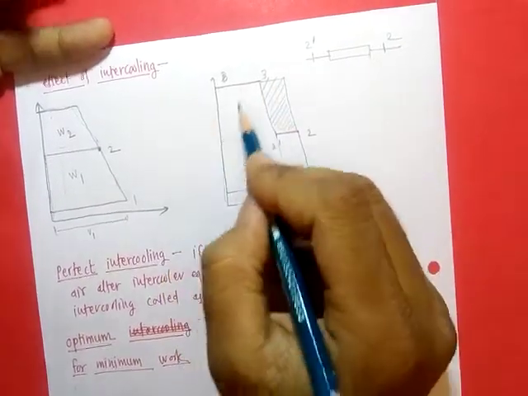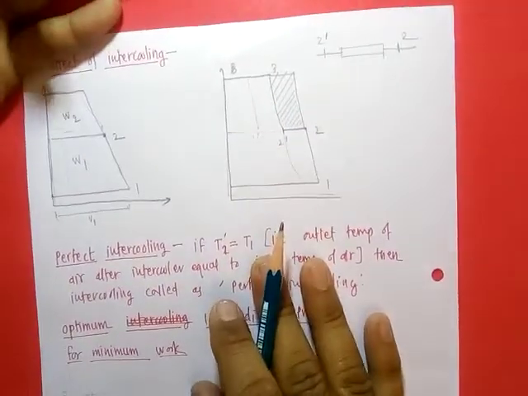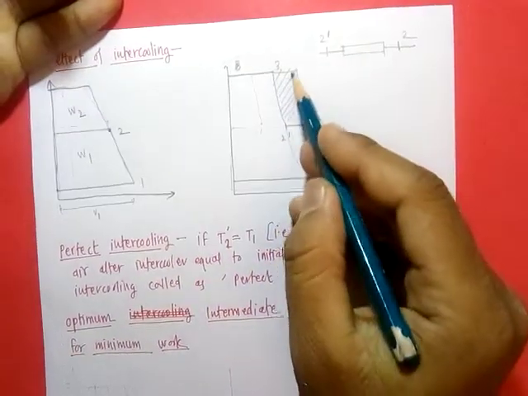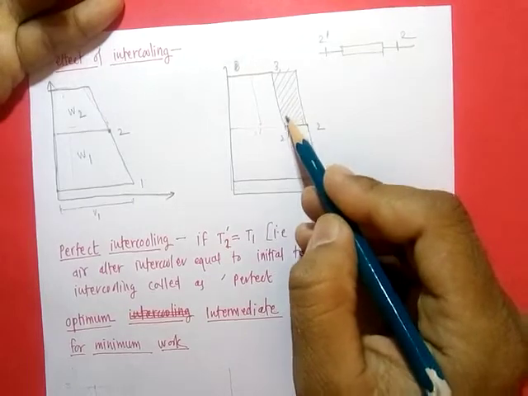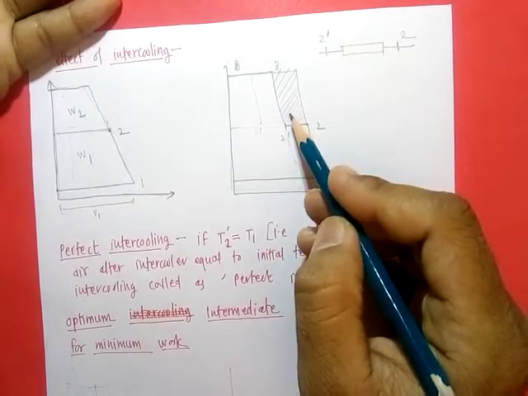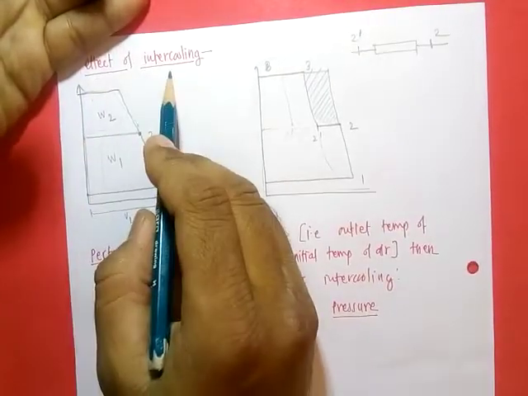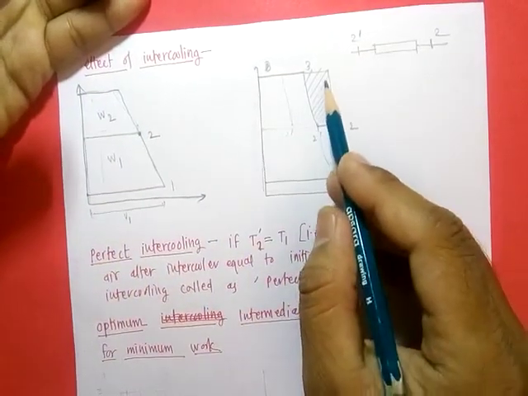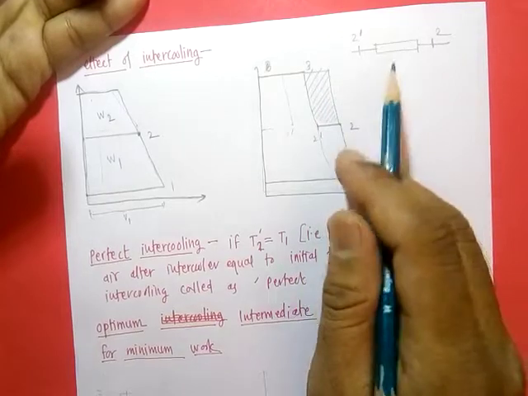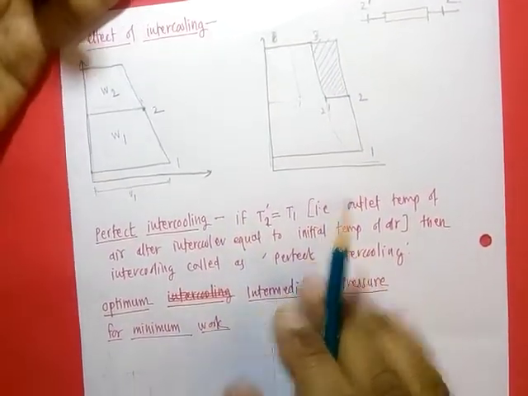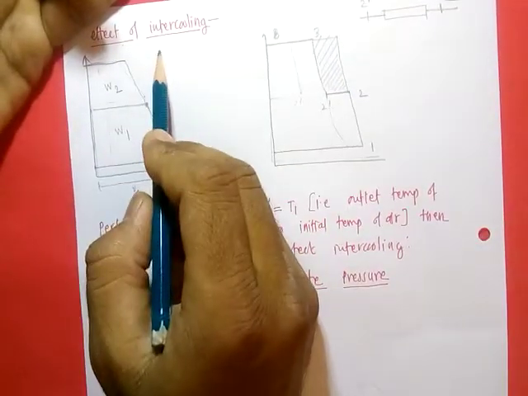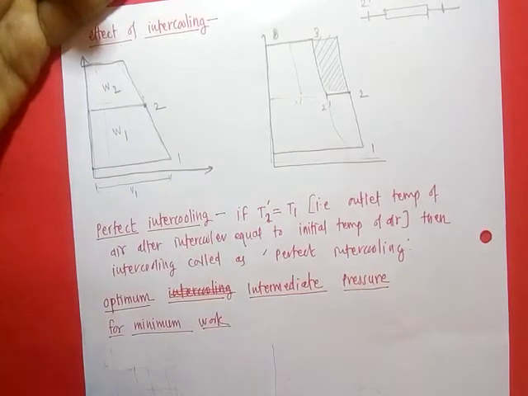Again, we know that this area represents work consumed by the compressor, so saving in this area indicates there is work saving in the compressor. That means by using an intercooler we save work done in the case of multi-stage compression. So this is the use of intercooling.